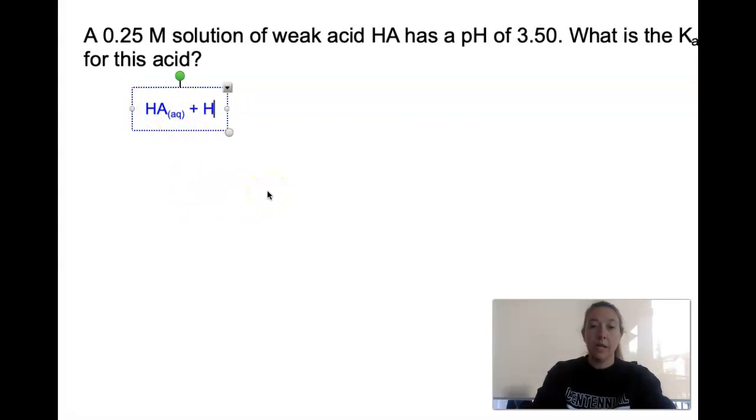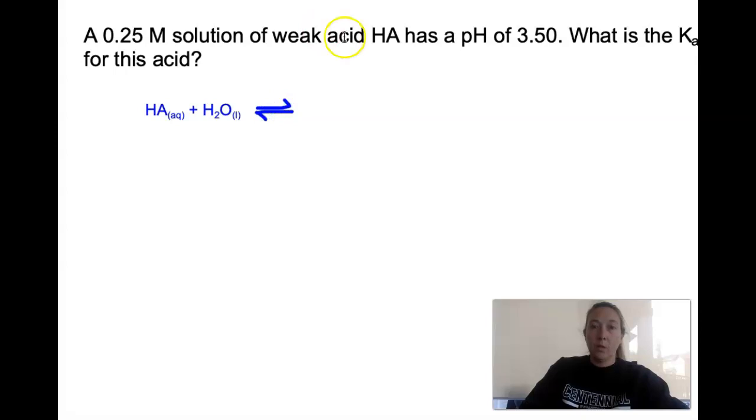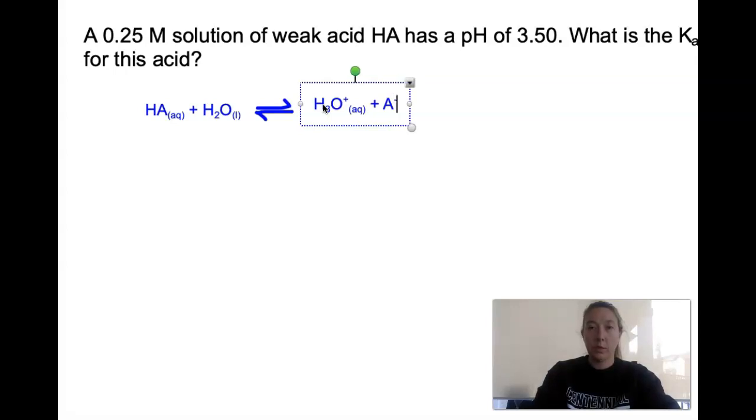So we're going to have the HA plus the water. This is going to be in equilibrium with our hydronium and that A minus. There we go. Okay, so same deal, ice table.